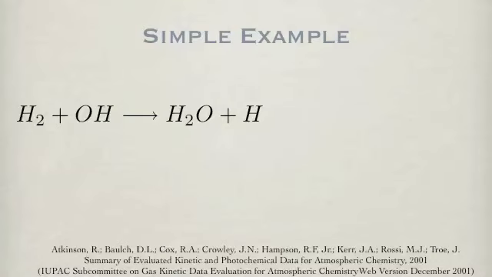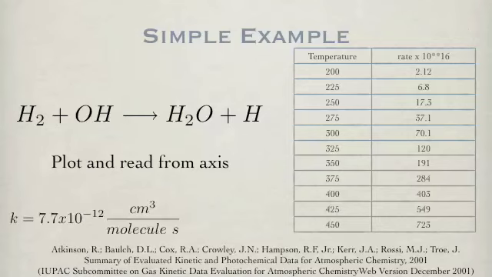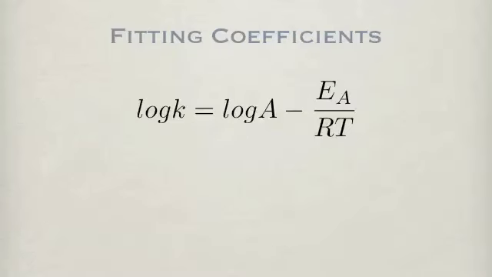Here is a simple example taken from the literature for the reaction of hydrogen and a hydroxyl radical forming water and a hydrogen radical. Experimentally, the temperature dependence of the rate constants was measured. The log of the rate versus 1 over RT is plotted, and the final expression for the rate is given, with the frequency factor from the intercept and the activation energy from the slope. The constants for the Arrhenius equation are fitted from experimental data.